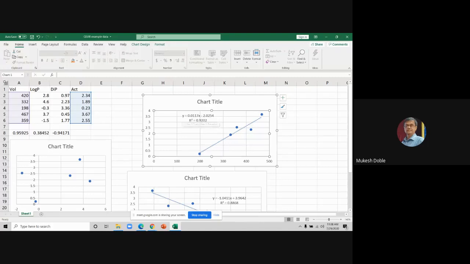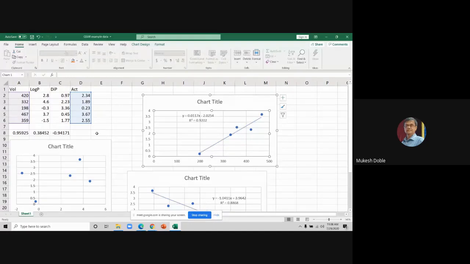Okay, now I have 5 data points. Can I make a model like activity equal to M1 into volume plus M2 into dipole plus C? With 5 data points, it's not a good idea to do a 2 descriptor model. With 5 data points, it's good to stop with a 1 descriptor model only. If you have about 8 to 10 points, then maybe you can go with a 2 descriptor model. So these are all some rules of thumb.